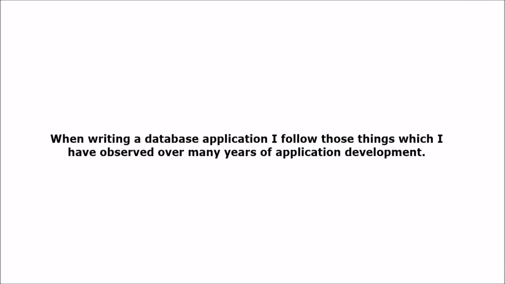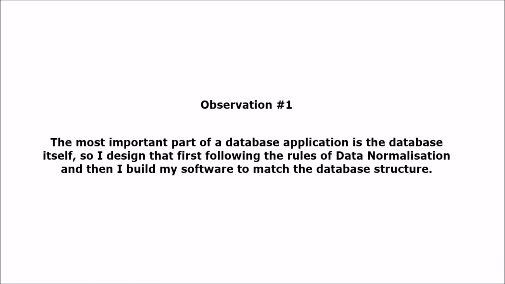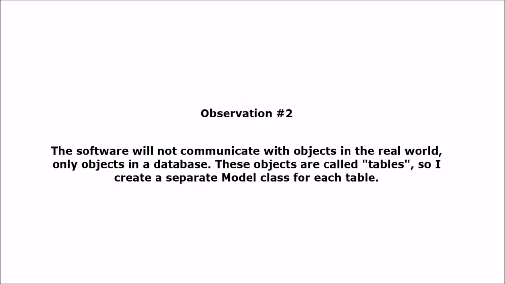When writing a database application, I follow those things which I have observed over many years of application development. The most important part of a database application is the database itself, so I design that first, following the rules of data normalization, and then I build my software to match the database structure. The software will not communicate with objects in the real world, only objects in a database. These objects are called tables, so I create a separate model class for each table.